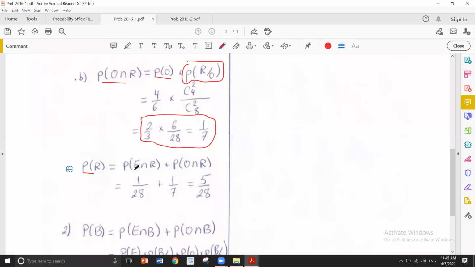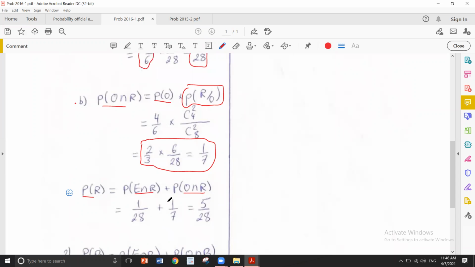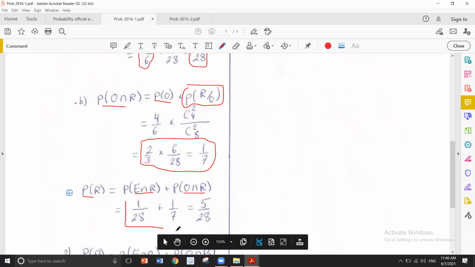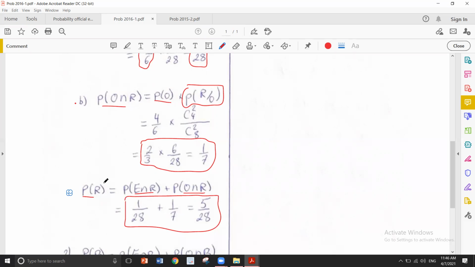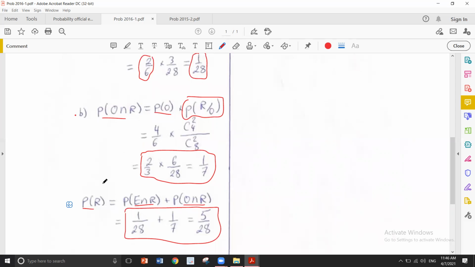Either it is red from U1, in E intersection R. It is either the first ball is even and we choose from U1, or O intersection R: the first ball chosen is odd and the two balls are red from U2. I have them both, 1/28 plus 1/7. We get 5/28. Rule of total probability. To be red, they are red either from U1 or red from U2. This is the rule of total probability.